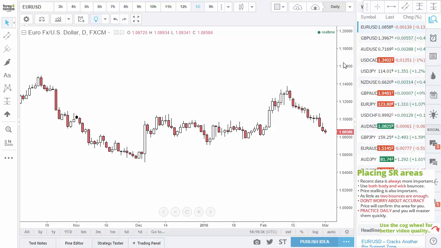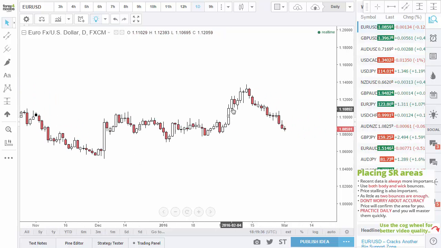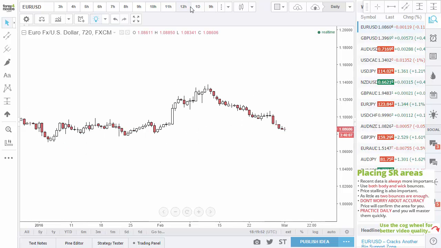So yeah, let's get started with placing some support resistance areas. Placing support resistance areas, like I said, is pretty easy. It used to be slightly more difficult, but now it has become one of the easiest parts of my trading strategy.